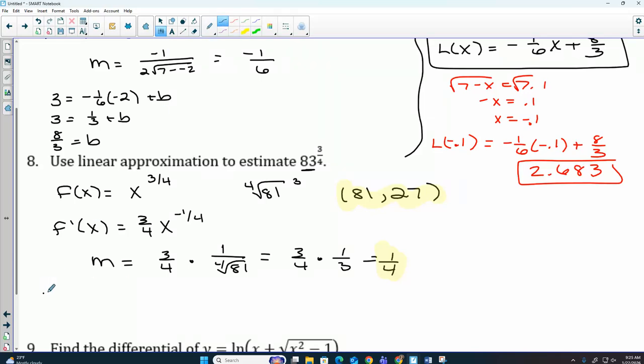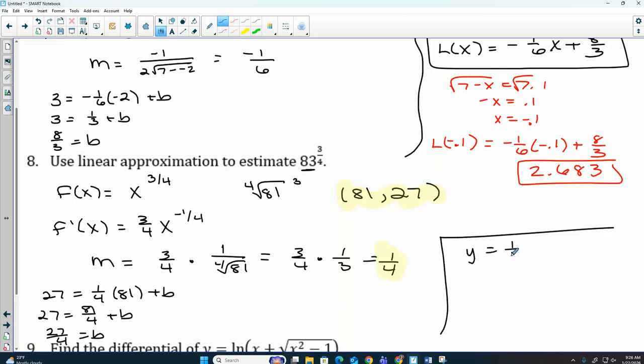So y equals m times x plus b. Okay. So 27 would be like 108 over 4 minus 81 gives us 27 over 4 for b. So you could write y equals 1/4 x plus 27 over 4, or linear approximation, you don't have to have both, either or.